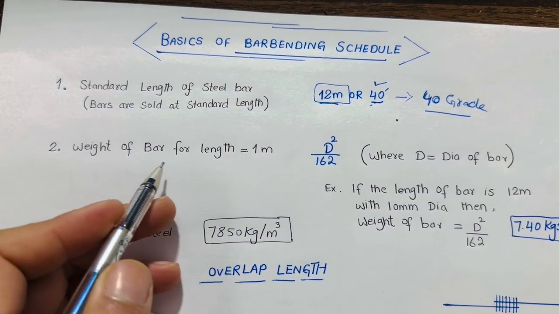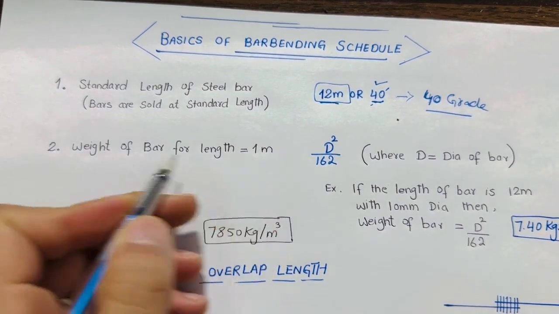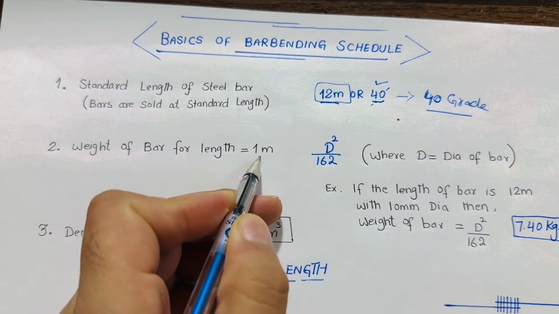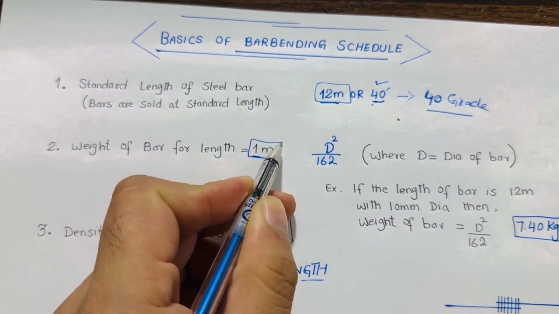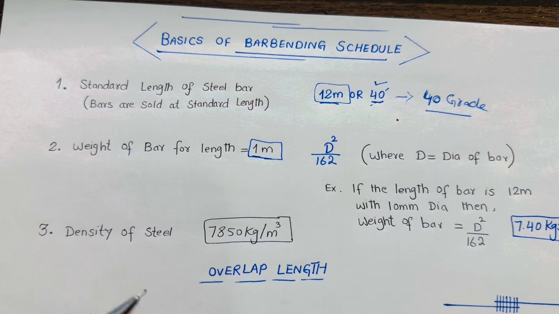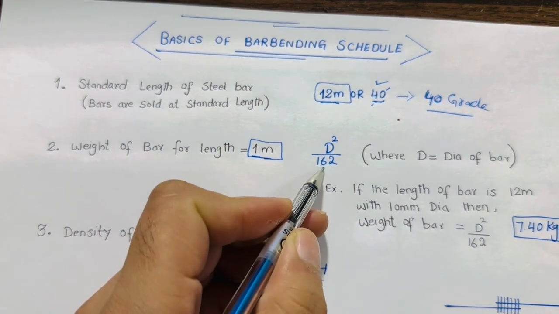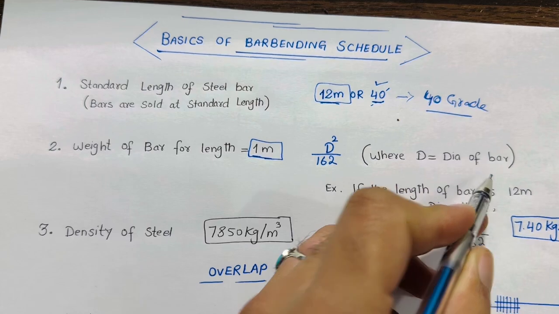Next one is the weight of bar for length 1 meter. What is the formula to find the weight of the steel rod if the dia is 10 millimeter or 12 millimeter? Remember, use the formula d square divided by 162, where d is the dia of the bar.